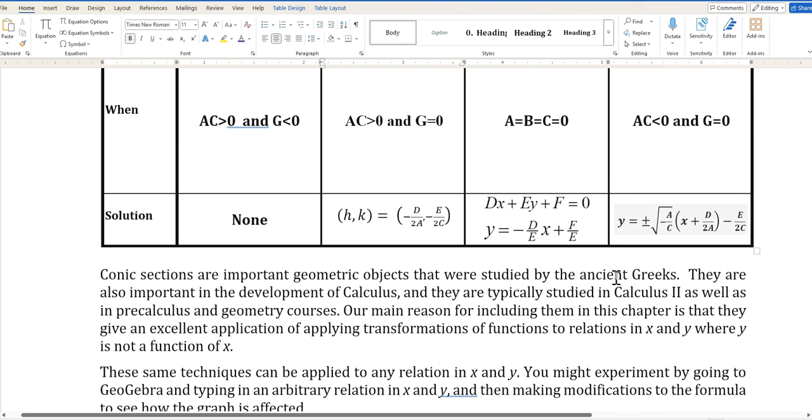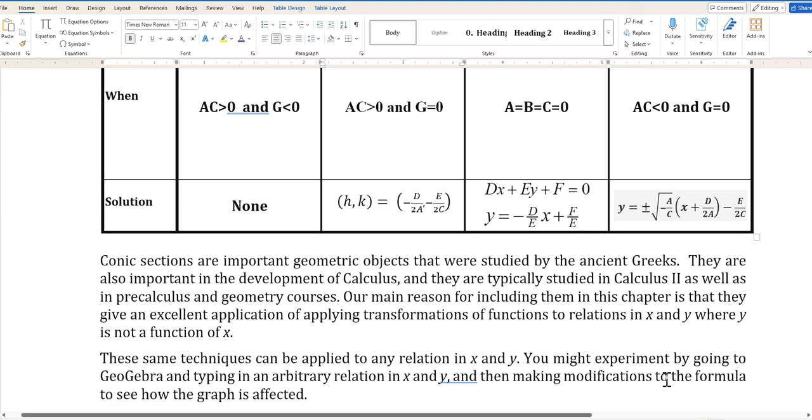So conic sections are important geometric objects that were studied by the ancient Greeks. They're also important in the development of calculus, and they're typically studied in Calculus 2 as well as in pre-calculus and geometry courses. But our main reason for including them in this specific chapter is that they give an excellent example of applying transformation of functions to relations in x and y, where y is not necessarily a function of x. And these same techniques can be applied to any relation in x and y.